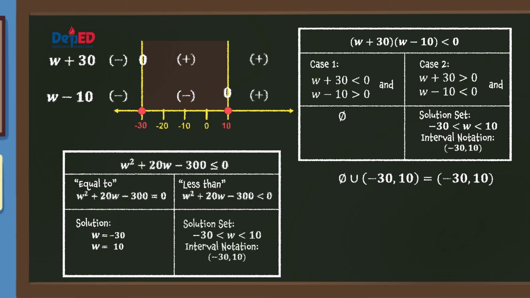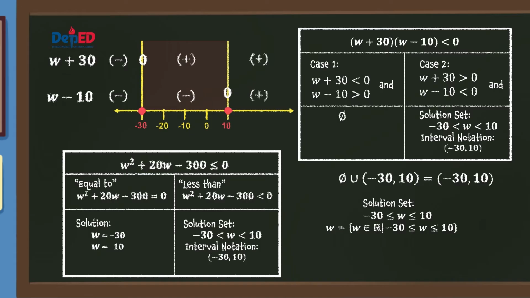Let's record this in the other table. This only means that the solution to the inequality w squared plus 20w minus 300 is less than or equal to 0 can be expressed by the double inequality: negative 30 is less than or equal to w and w is less than or equal to 10. This can also be expressed in set builder notation. W is the set of all w's, which are real numbers, such that negative 30 is less than or equal to w and w is less than or equal to 10.